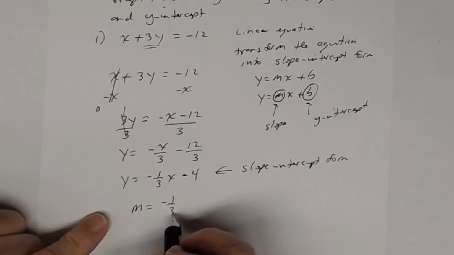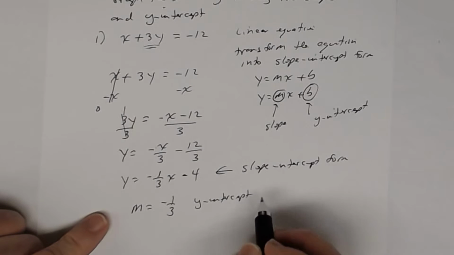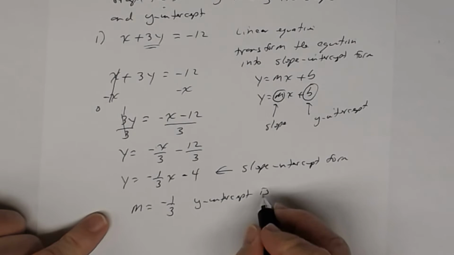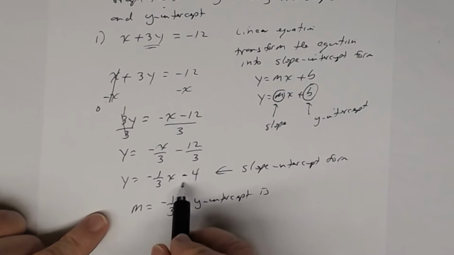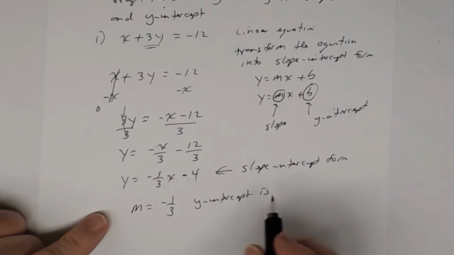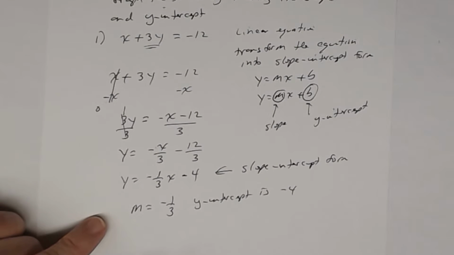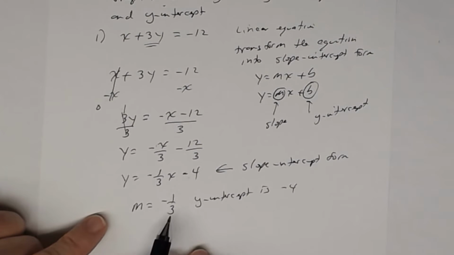So negative 1/3, and the y-intercept, which is b. So your y-intercept is negative 4. Okay, not positive 4, negative 4. That's important. Is that constant? All right. So your slope is negative 1/3, and your y-intercept's negative 4.